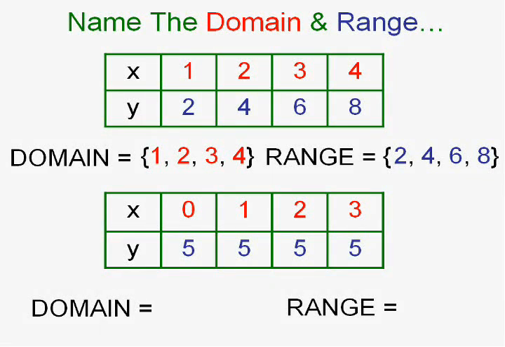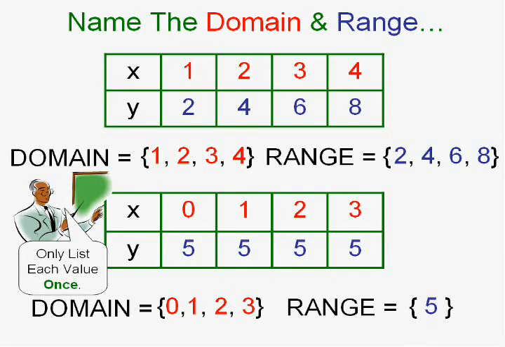In this case, the domain is the set of all the first numbers. So it's the set 0, 1, 2, 3. Now the range is the set of all the second numbers, but we never list a number twice in a set. So the range is simply the set 5. Another way to say that is that it's all the possible second numbers. Oh, right, okay, only list each value once.